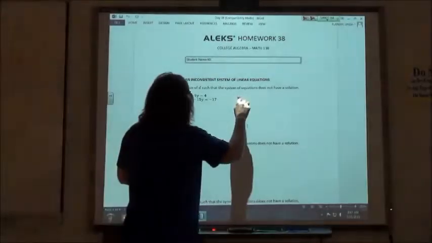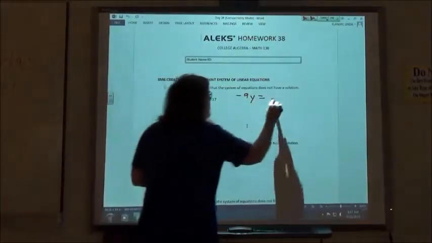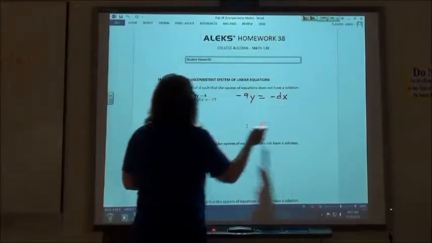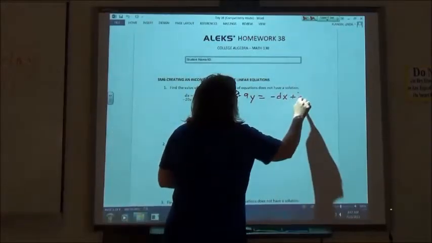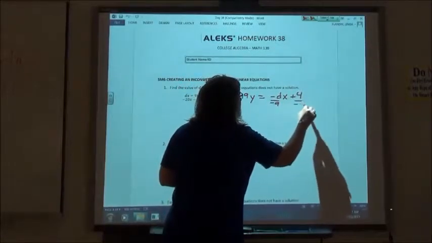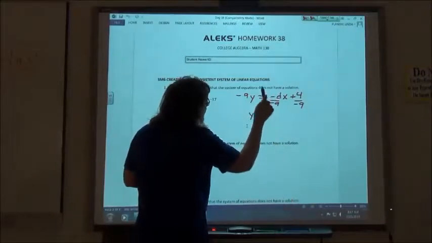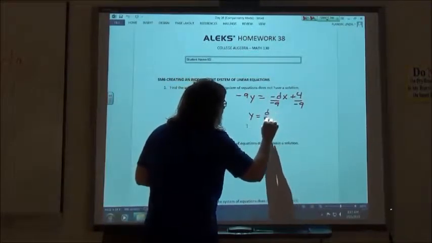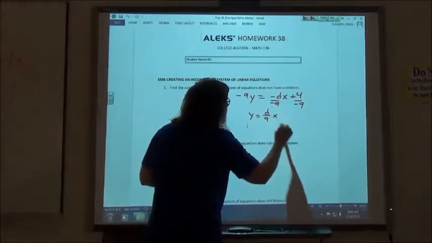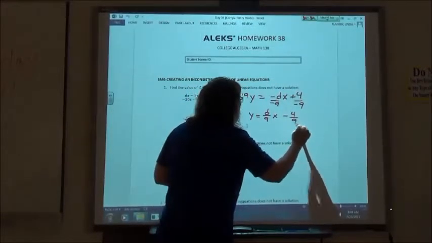So top one, negative 9y would equal, if I move my x over, negative dx plus 4. Then, of course, I've got to divide by my negative 9. And so y is going to equal, I've got a negative over a negative, so that makes a positive d over 9 x. And then a positive over a negative, so minus 4/9.